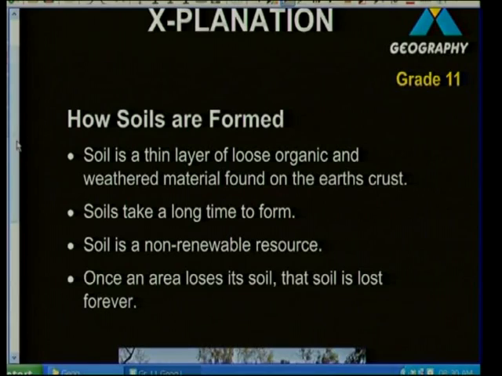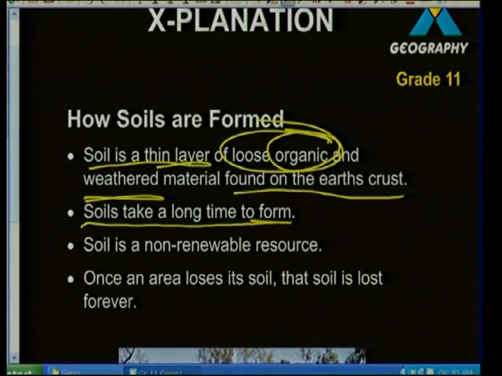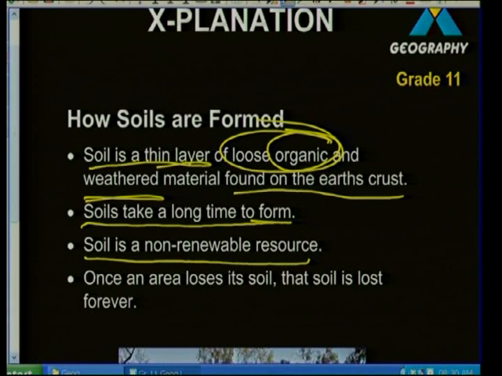How soils are formed. Soil is a thin layer of loose, very important, organic material, weathered material found on the Earth's crust. Remember, you have studied in grade 10 geography about the layers of the Earth. So when we refer to soil, we are referring to that uppermost layer of the crust, that which is exposed on the surface of the Earth. Soils take a long time to form. Hence, we can classify soil as a non-renewable resource. Soil is a non-renewable resource. Once an area loses its soil, that soil is lost forever.